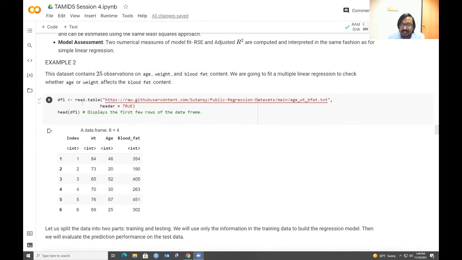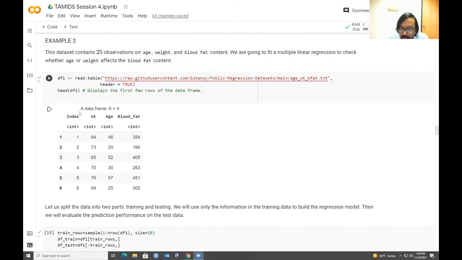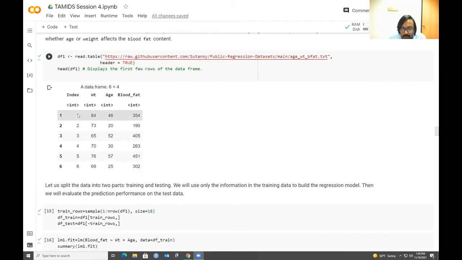In this data set, there are 25 observations on age, weight, and blood fat content. We are going to fit a multiple linear regression to check whether age or weight or both affects the blood fat content. So you can run this particular cell to load the data set and have a look at the first few rows using the head function. So we have the weight, age, and blood fat, and we have the indices.